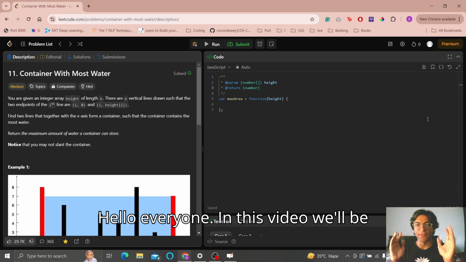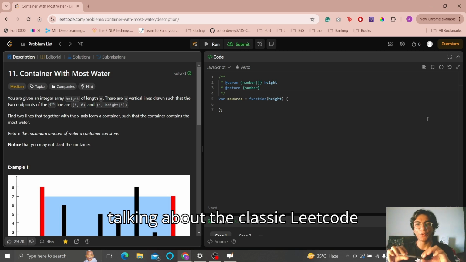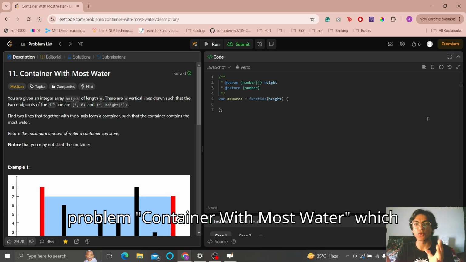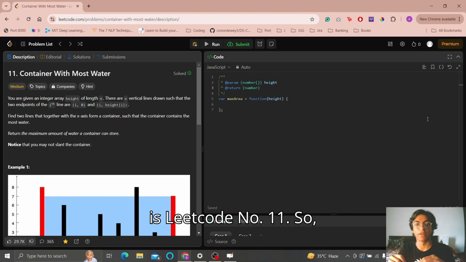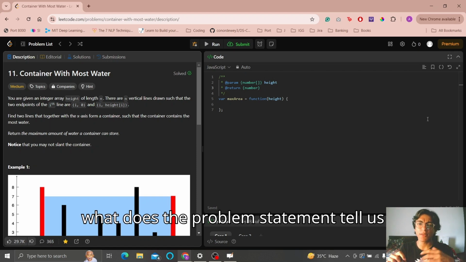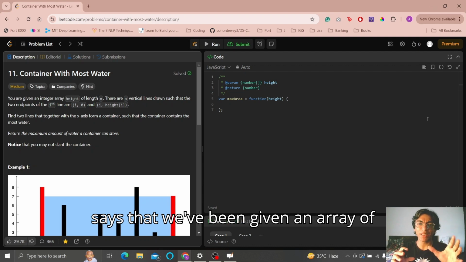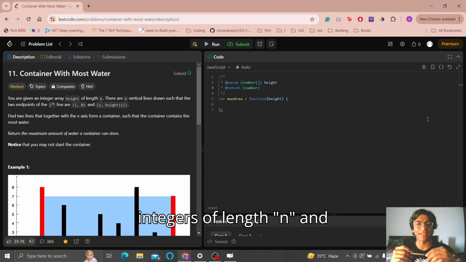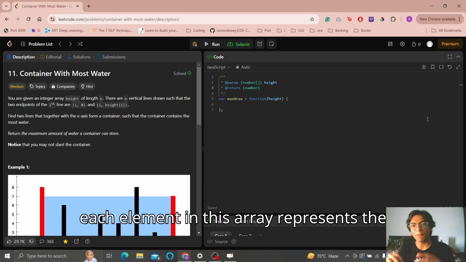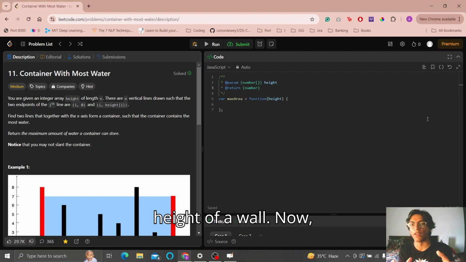Hello everyone. In this video, we'll be talking about the classic LeetCode problem, Container With Most Water, which is LeetCode number 11. So, what does the problem statement tell us and how do we go about solving it? It says that we've been given an array of integers of length n, and each element in this array represents the height of a wall.